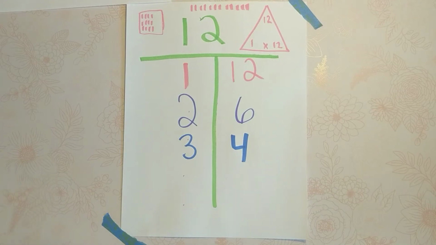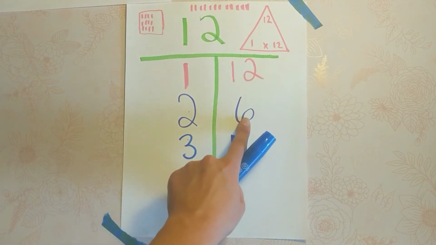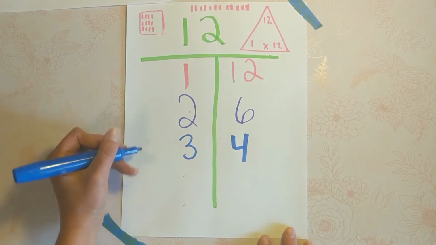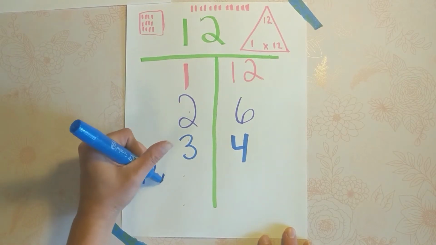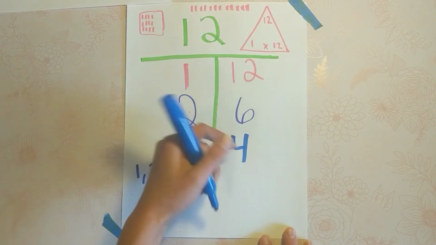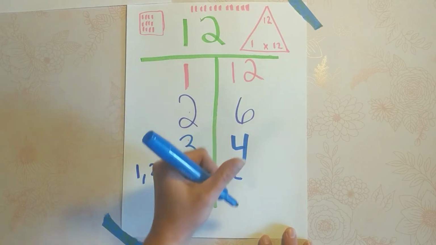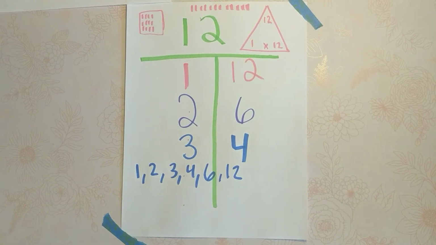So these are my factor pairs of 12. 1 times 12, 2 times 6, and 3 times 4. And my factors of 12 are 1, 2, 3, 4, 6, and 12. All right. Is 12 prime or composite?